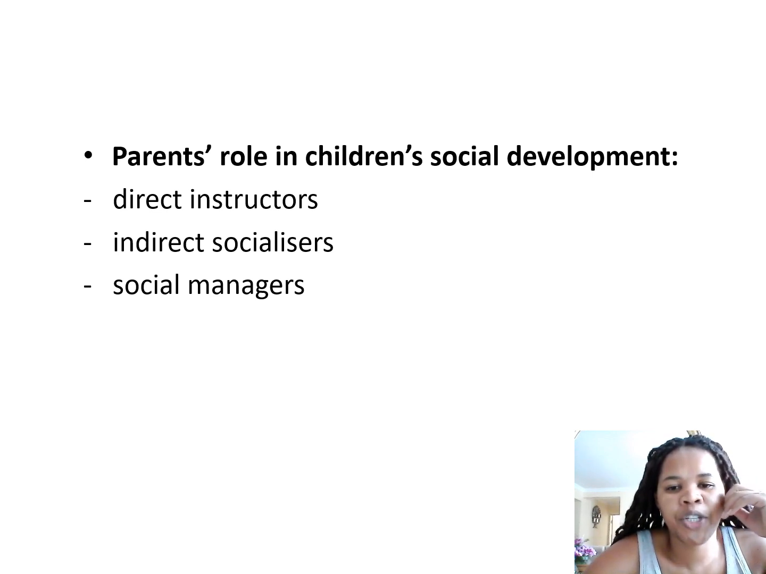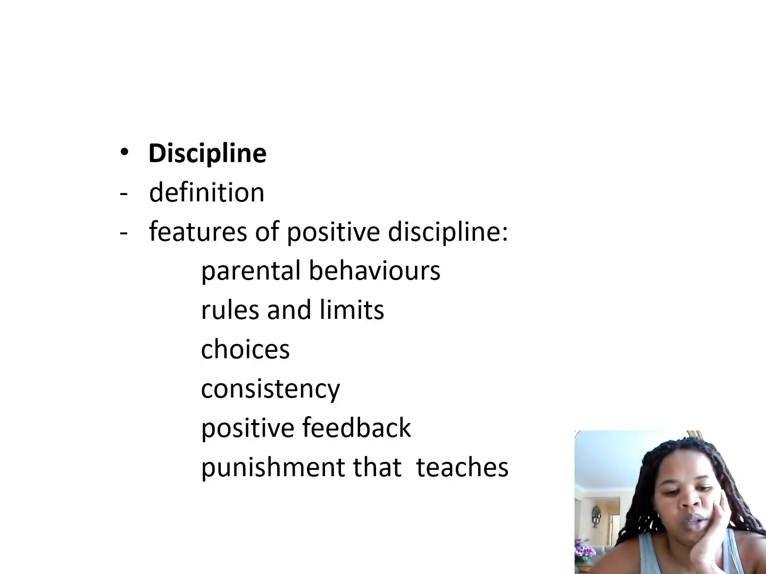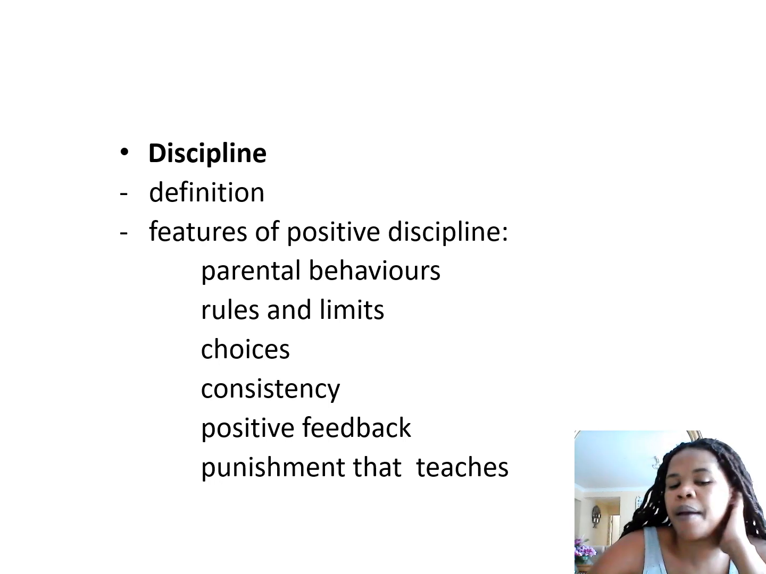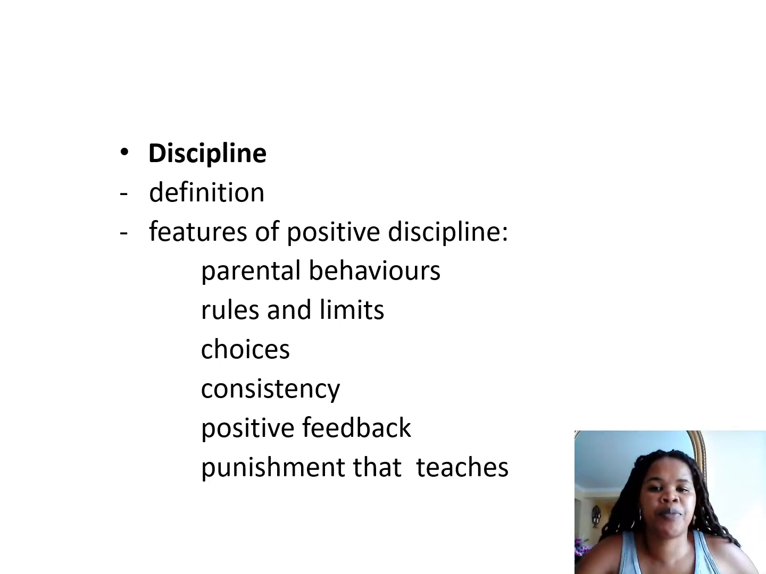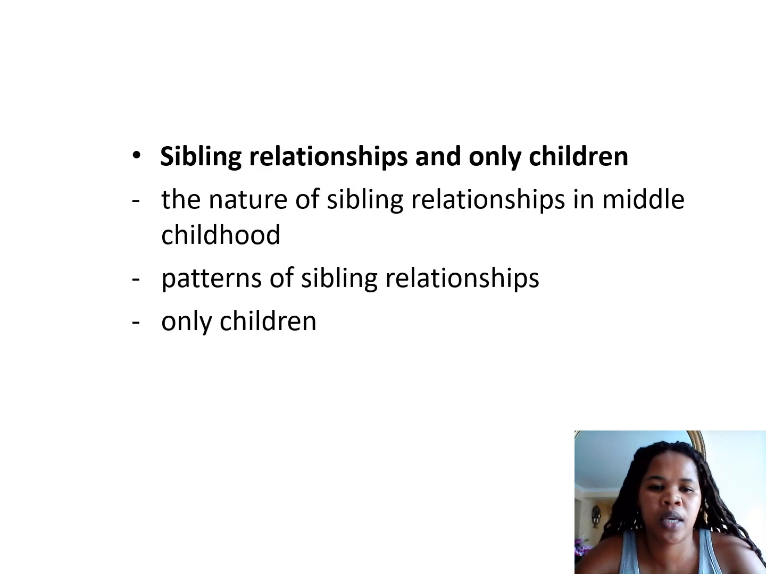So parents' role in children's development: direct instructions, indirect socializers. They are social managers. They need to be engaging in those settings as well. So discipline. Features of positive discipline are parental behavior, rules and limits, choices, consistency, positive feedback, and punishment that teaches. Remember, children do what we do, not what we say.